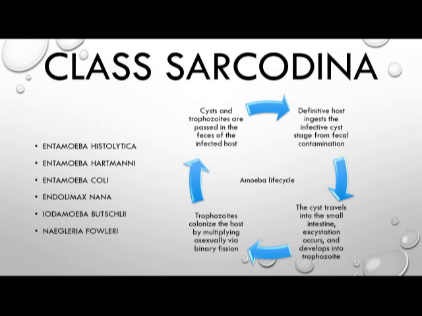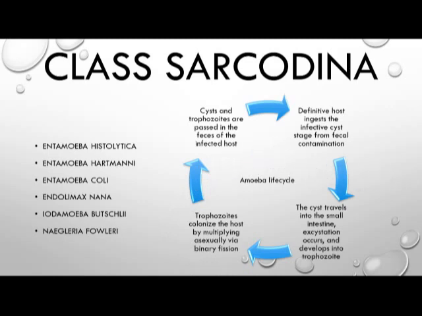The general life cycle for all of these amoeba begins with the definitive host ingesting an infective cyst stage from fecal contamination. That cyst stage then travels into the intestine where excystation occurs and it develops into a trophozoite. Those trophozoites then colonize the host by multiplying asexually by binary fission. This is like a budding action. Then cysts and trophozoites are passed in the feces of the infected host, where the life cycle continues on to the next host.